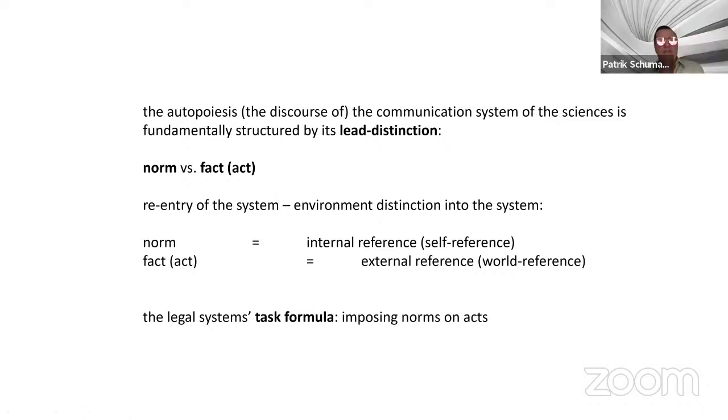So if you talk about, for instance, I didn't write this correctly here, the legal system. This is about the legal system, not the sciences. It's norm versus fact or act, an action, and the norm or laws. That's what we're discussing. And it's a re-entry of the system environment distinction, again, because norm is the internal reference, the law which the legal system is in charge of and deals with, and the facts or acts, actions, these are the external reference, the world reference, which they're addressing. And the task formula is somehow imposing norms on acts, or imposing norms on facts, basically.